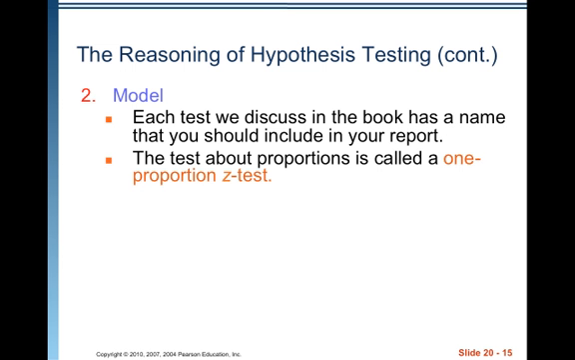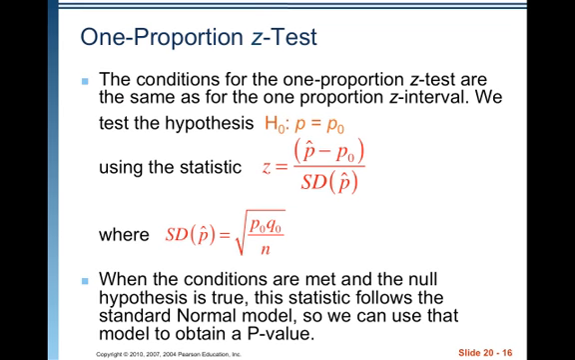So the most efficient thing to do is to name your tests, because you're going to have to know the name of the test you want to use to go to the right place in the calculator anyway. So this is extremely important. You always want to declare what test you're doing. So right now that's easy. It's one proportion z-test. The conditions for one proportion z-test are the same as for one proportion z-interval. So we know those conditions.